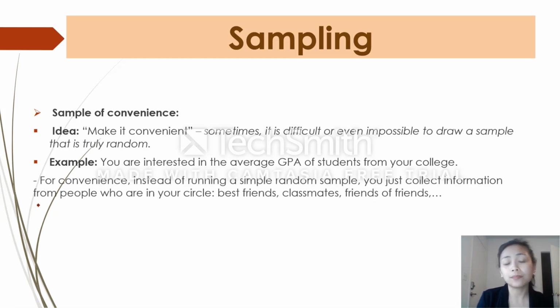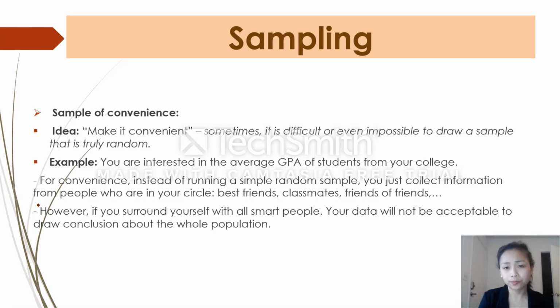So for convenience, you might go to the people who surround you to ask about their GPA. So instead of taking a simple random sample, you just collect information from people who are in your circle. For example, your best friends, your classmates, your friends of friends, and ask about their GPA. So in this case, you are making a sample of convenience because it is convenient.